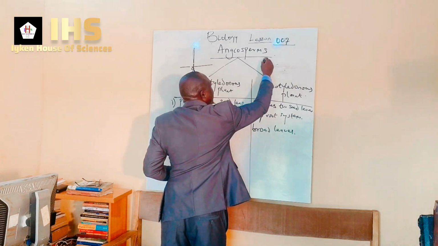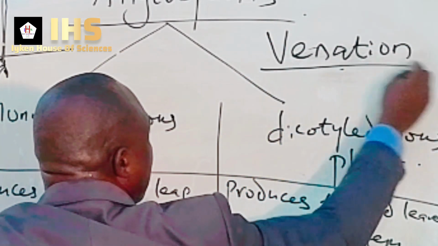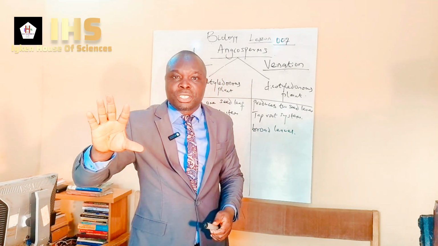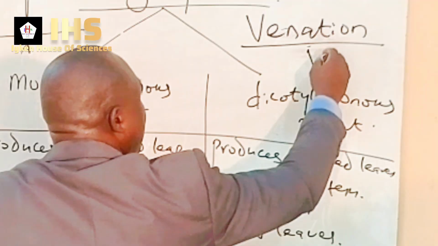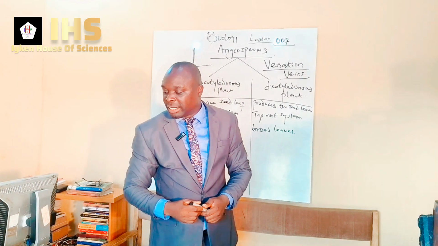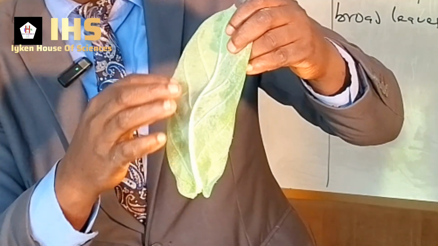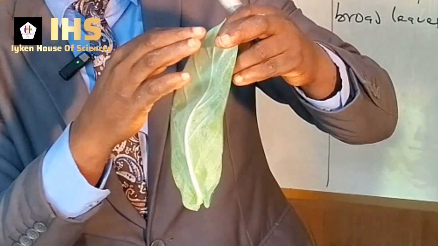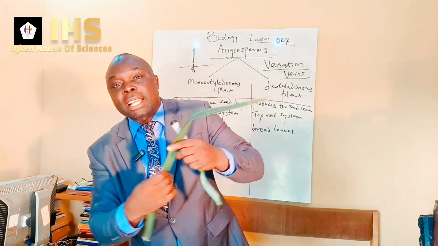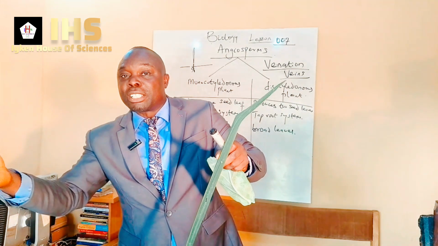Venation is defined as the arrangement of veins in the leaves of plants. What is the work of veins? This is where the nutrients pass. This is where the water passes and is supplied to the leaves. They are passed through the veins, just like the veins in your body.